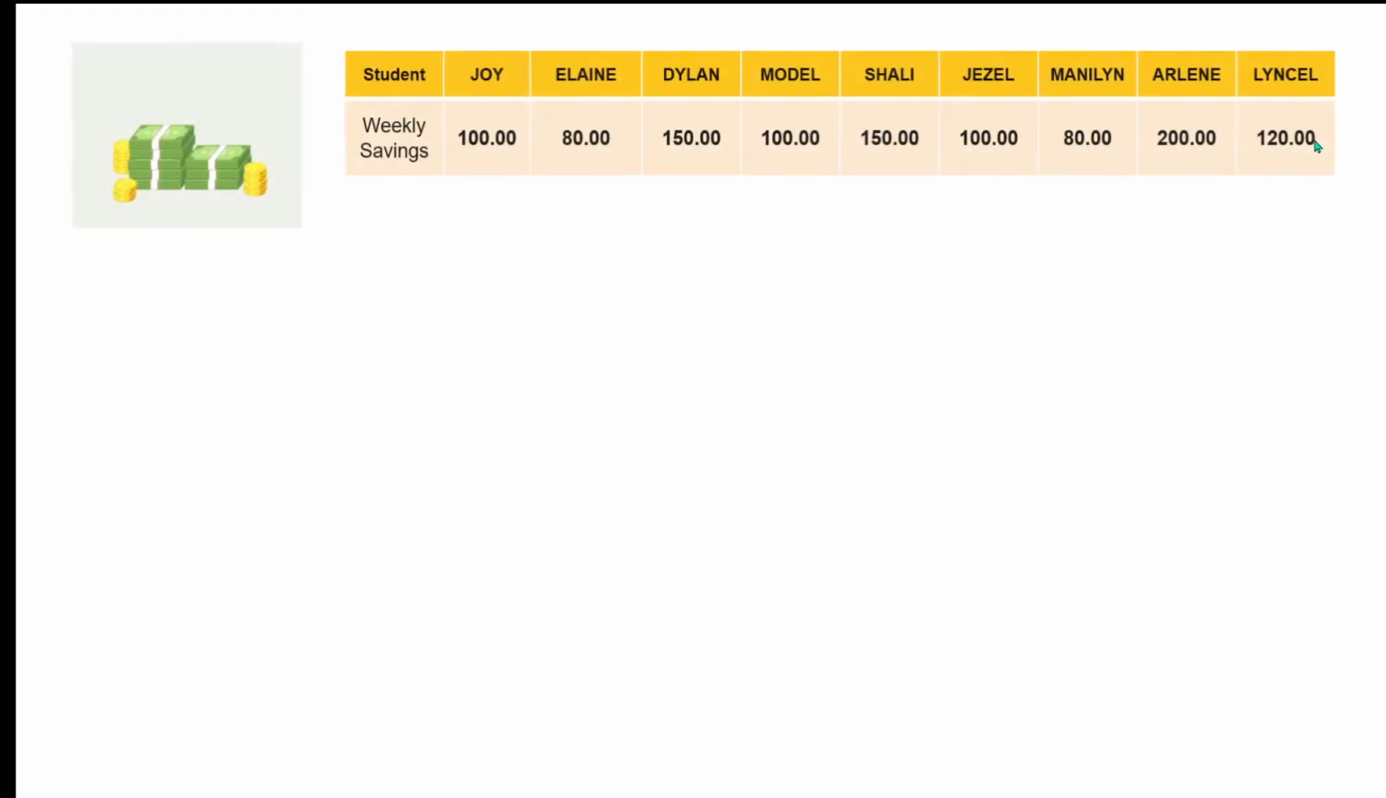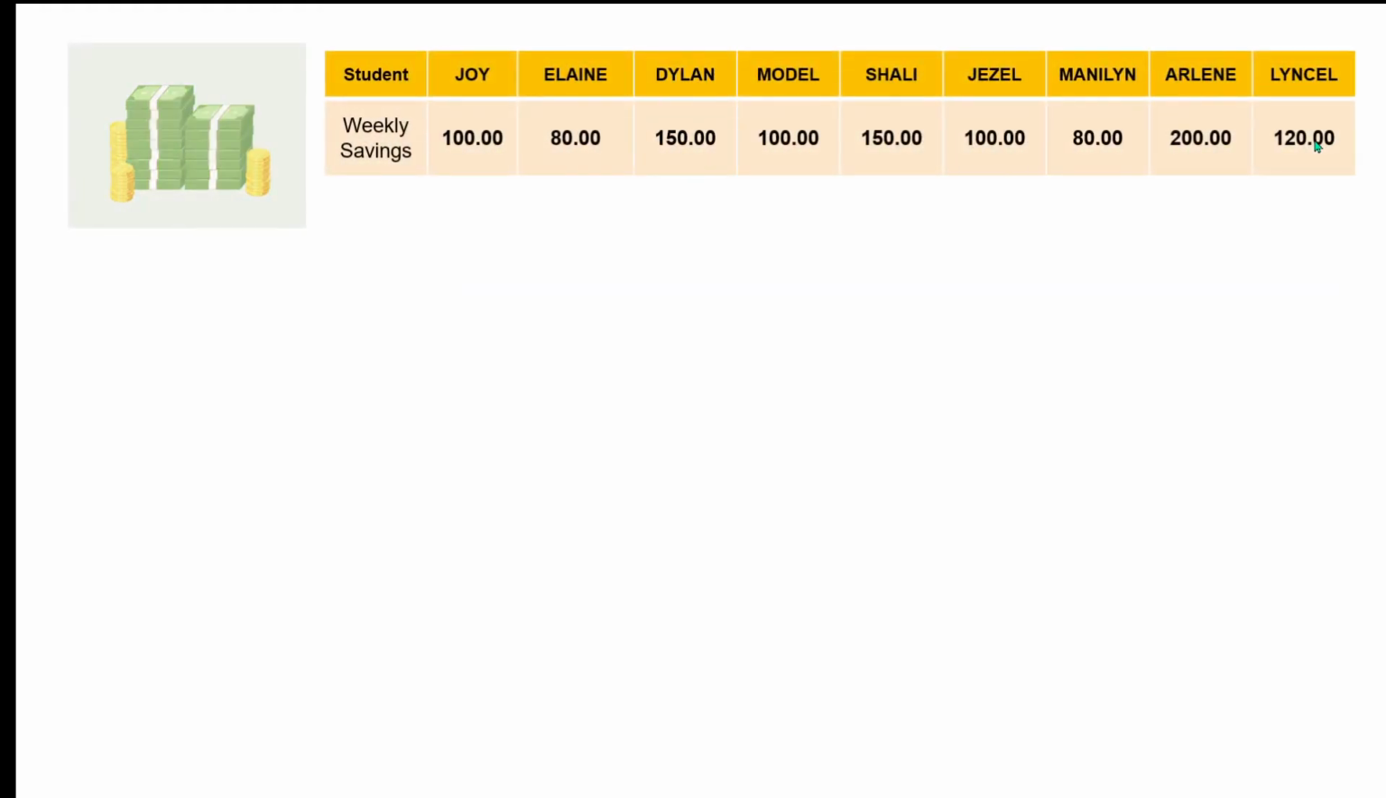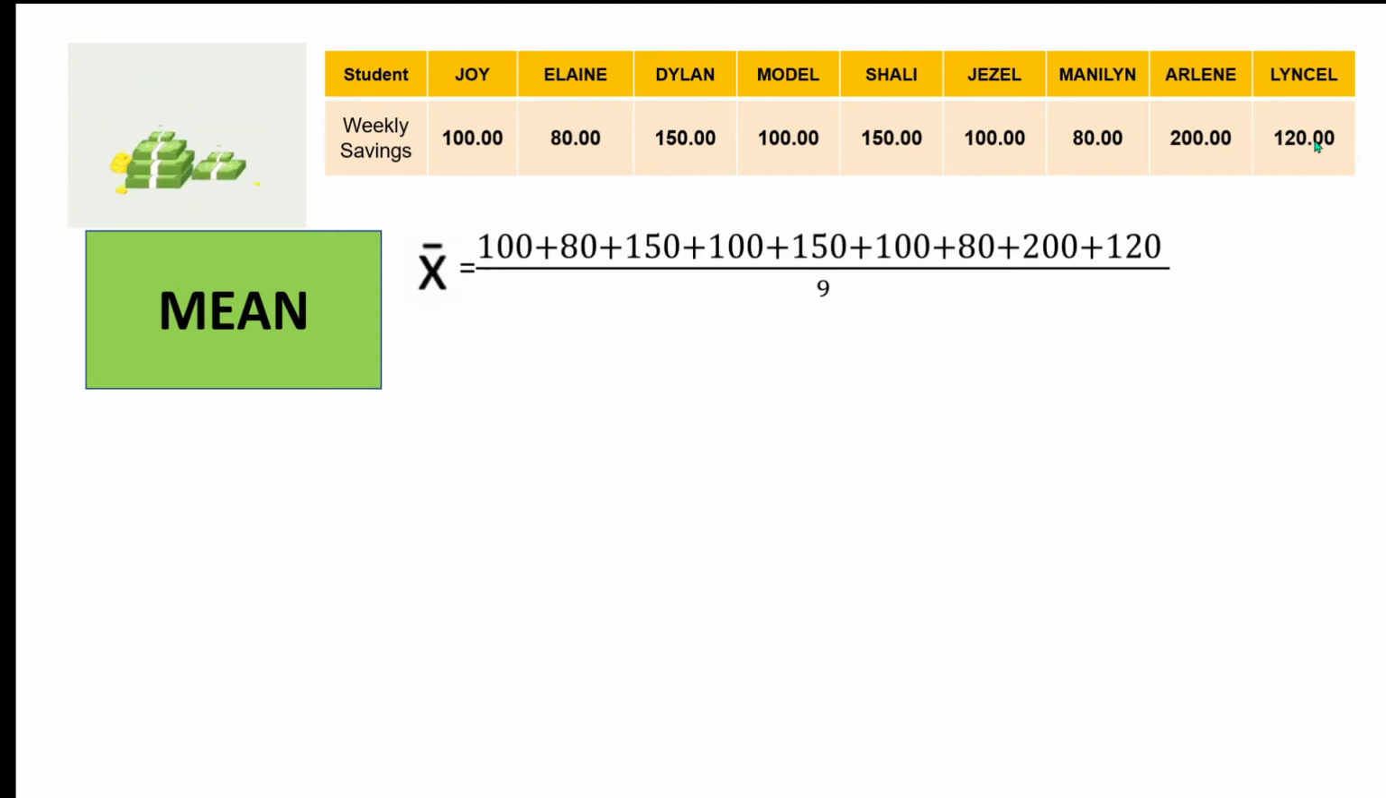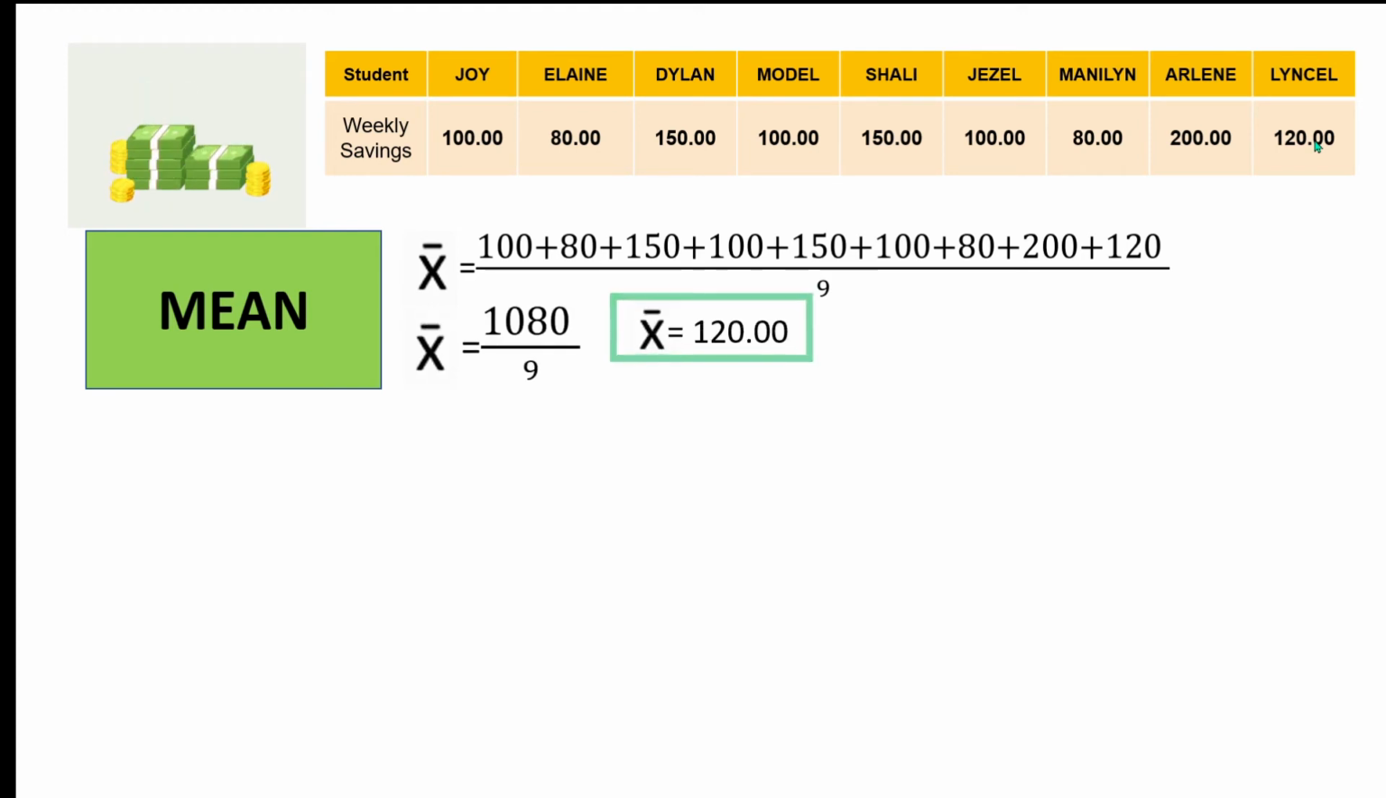Now try this. 9 students were surveyed about their weekly savings, and here's the gathered data. What statistical measure are you going to use if you want to get the average of the students' weekly savings? That's right, mean. So what is the average of their weekly saving? Add the weekly saving of the 9 students, then divide it by 9, and the answer is 120 pesos.